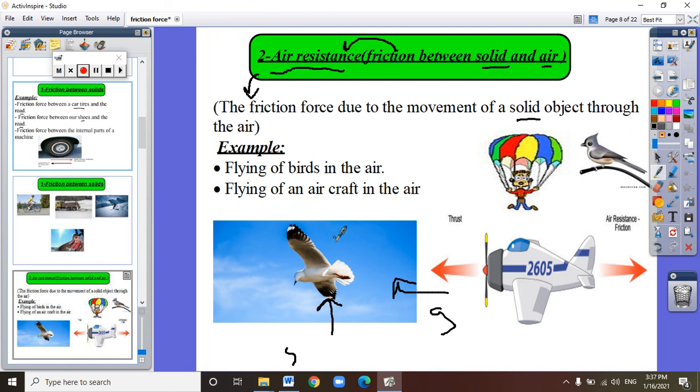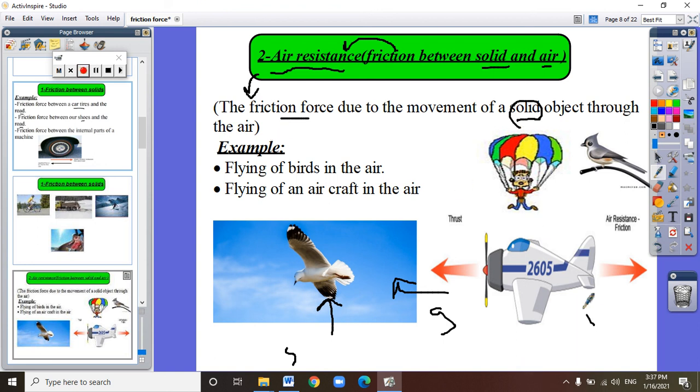So there are two surfaces touching each other: the solid body of the bird and the air. So this type of the friction force, we call it air resistance. So what is the air resistance? It's a friction force due to the movement of solid objects through the air.